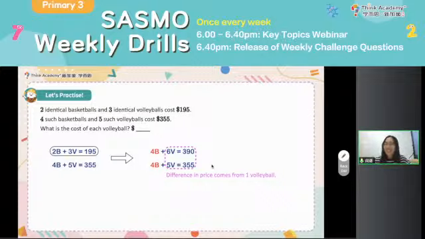Okay, this is the calculation part. Try it by yourself. What is the price of 1 volleyball? Yes, this will be recorded. 3-digit number minus 3-digit number. Calculation.